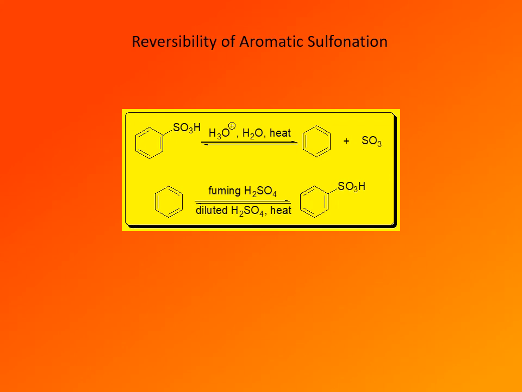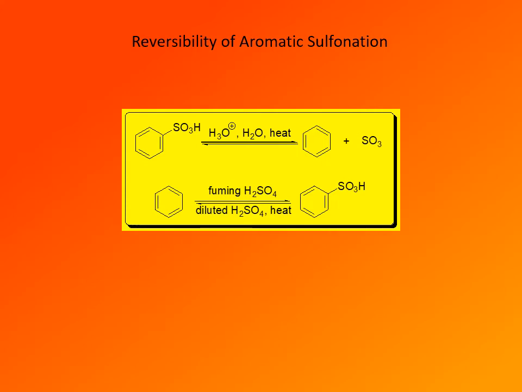Unlike most electrophilic aromatic substitutions, electrophilic aromatic sulfonation is a reversible reaction. So it's somewhat unique in that respect. When benzene sulfonic acid is dissolved in dilute aqueous acid and that solution is heated, benzene sulfonic acid loses sulfur trioxide and benzene itself is obtained.